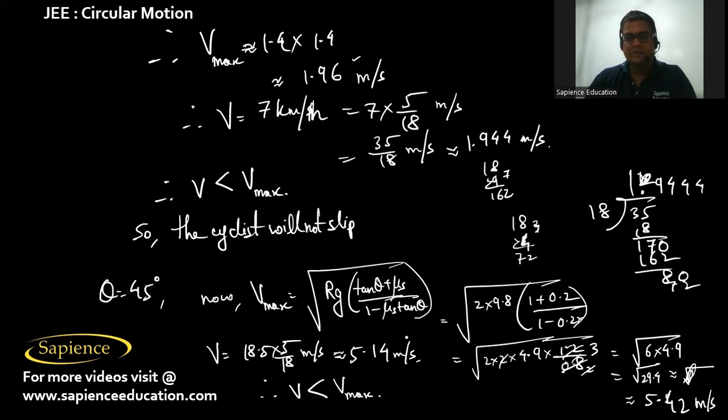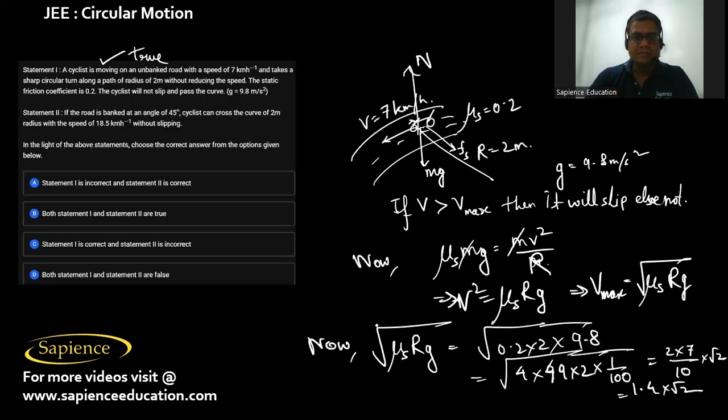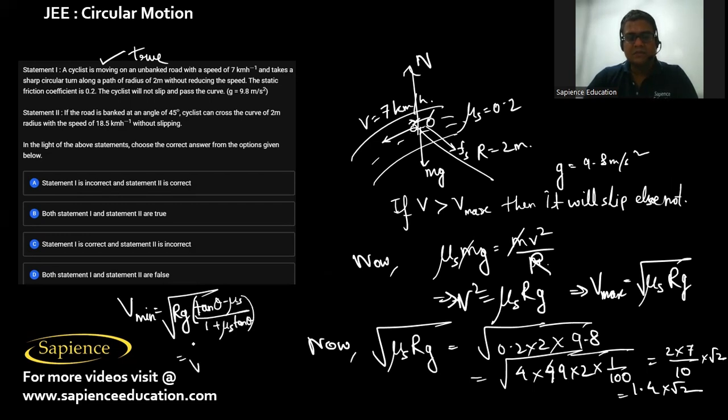And also here there is something called the minimum safe speed. Minimum safe speed is root over rg into (tan theta minus mu s) by (1 plus mu s tan theta). So that will be equal to rg, that is 0.